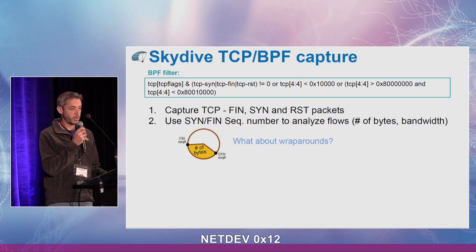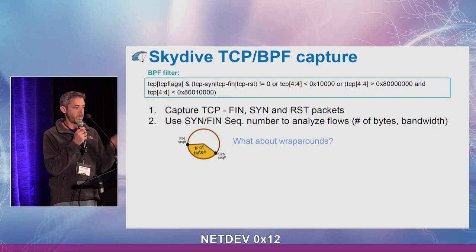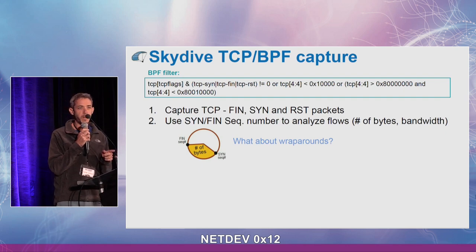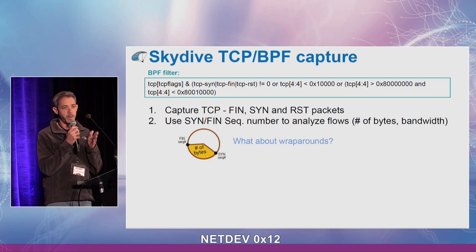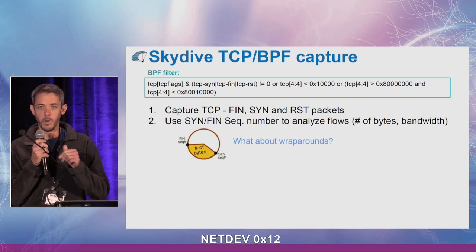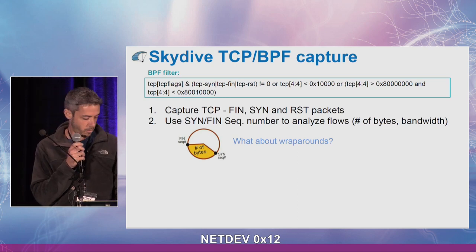we also needed to think about wraparounds, because we start when we have the SYN packet, we know what the sequence number is, and we know the sequence number at the FIN packet, so we know the start and the end. But what about the wraparounds?